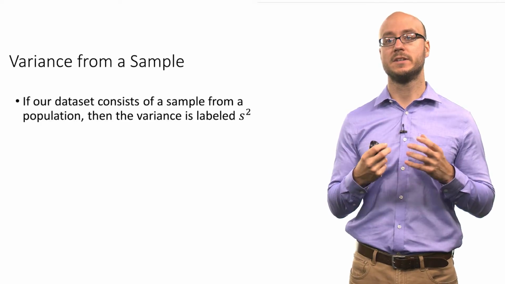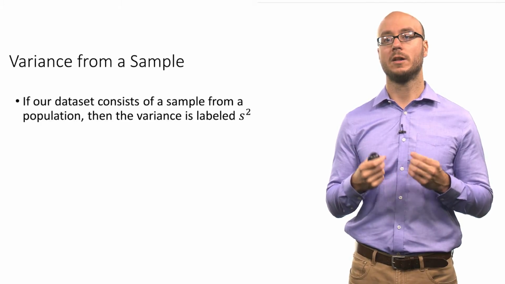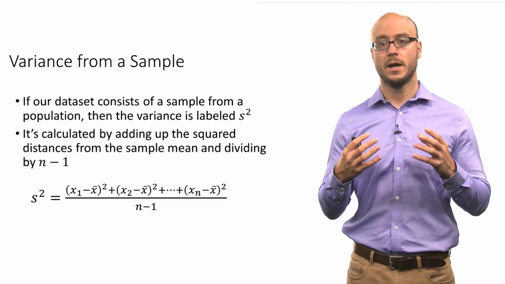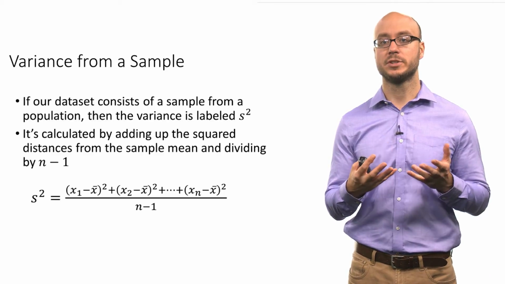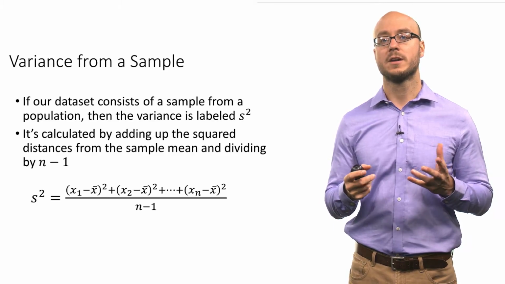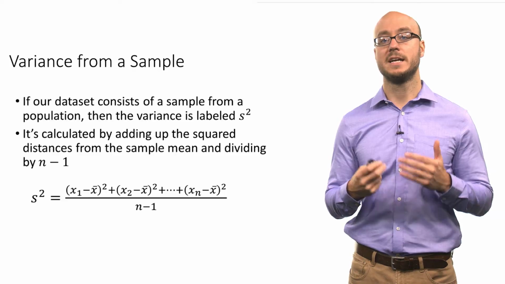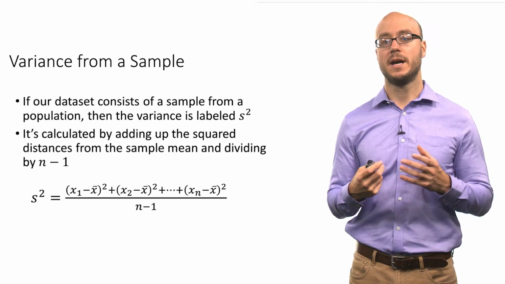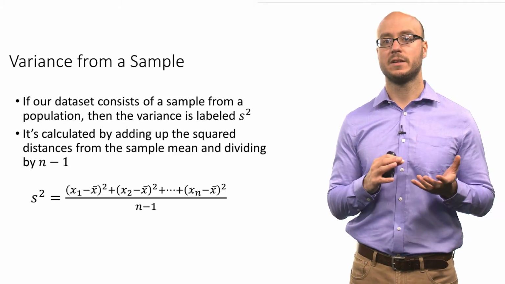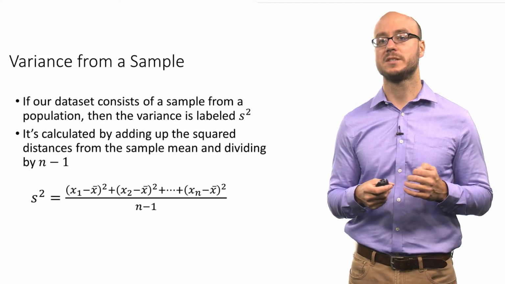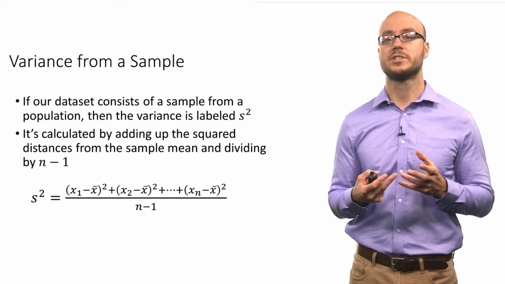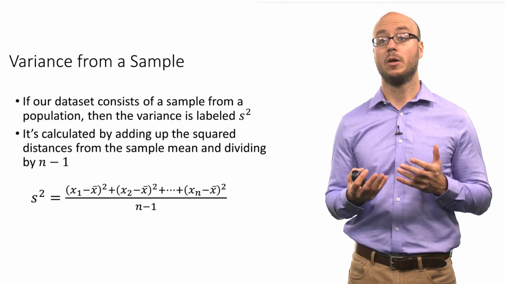So if our data set consists of a sample from a population, the variance we call S squared. We use Latin or Roman letters typically when we talk about a sample. It's calculated in a similar fashion conceptually. We take the squared distances from the sample mean and add them all together. But instead of dividing by the total sample size, lowercase n, we divide by lowercase n minus 1. So the formula looks the same as for a population, but instead of dividing by the total sample size, we divide by n minus 1, the total number of observations in our data, subtracting out 1.